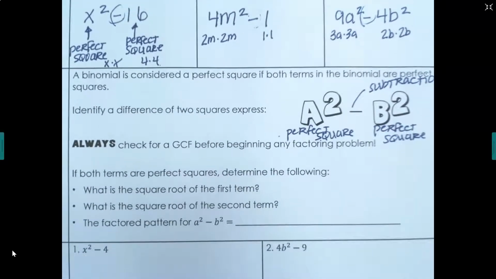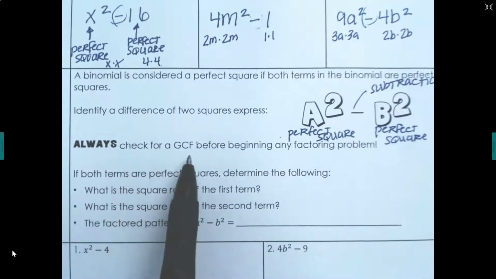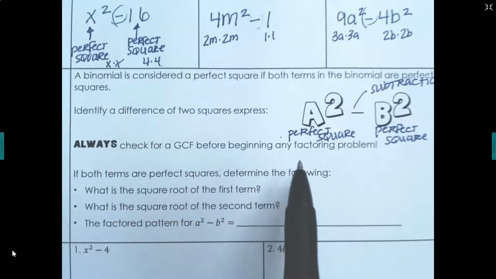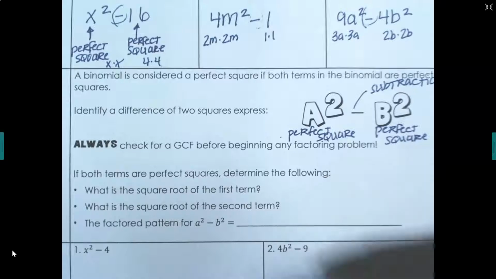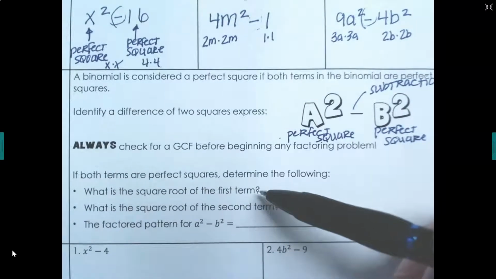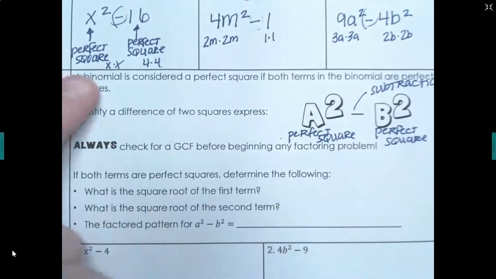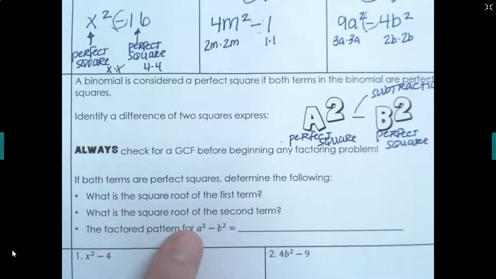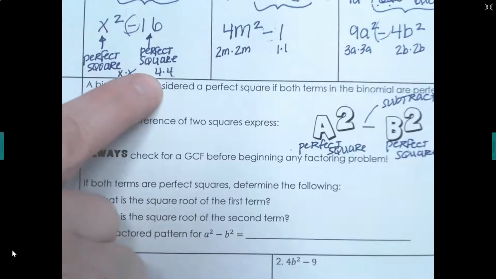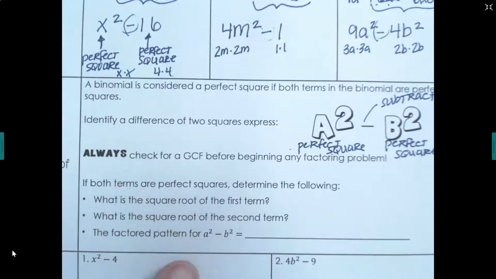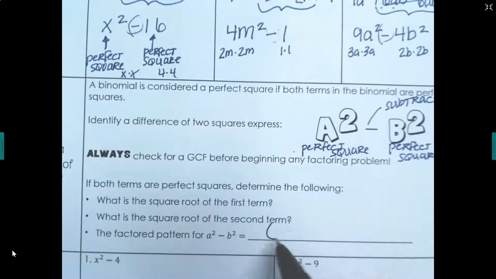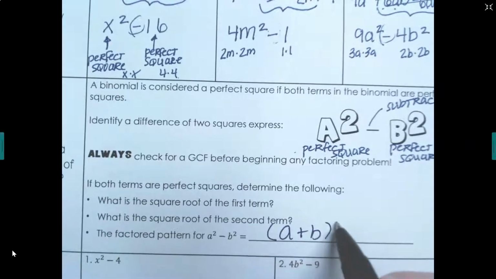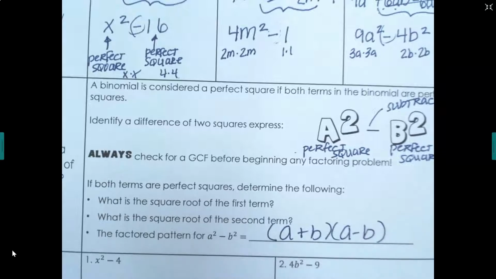So, just like other factoring problems, we want to be sure to check for any GCF before we begin to factor anything. Always check for GCF. If both terms are perfect squares, you need to determine the following. What is the square root of the first term? That's what we did here. The square root of x squared is x, so it's really x times x. What is the square root of the second term? For 16, we said it's 4 times 4. And then you're going to put them in this factored pattern for a squared minus b squared, which is just a plus b times a minus b.